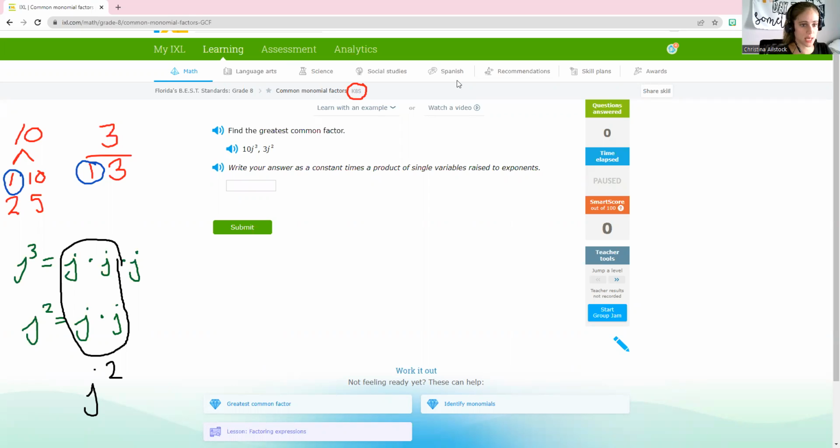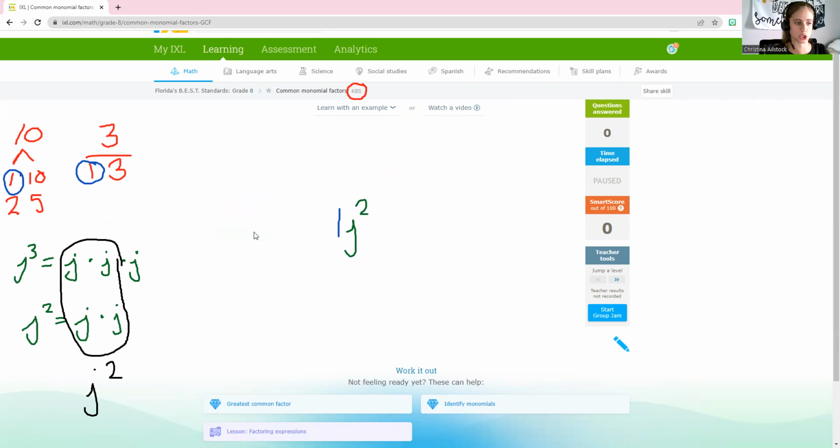So the GCF between 10 and 3 is 1. The GCF between j cubed and j squared is j squared, meaning the GCF of these two terms is 1j squared. But of course, whenever our coefficient is a 1, we don't have to write it. So we can just do j squared. And as soon as I click in the box, this little button comes up for me to do my exponents. So we'll type the j, go into exponent mode, and the 2.